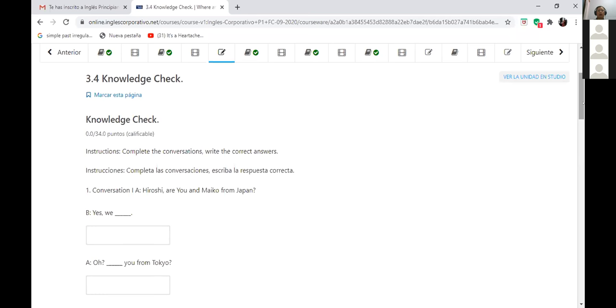Okay, just let me check the quality of my picture, because my cell phone sometimes doesn't want to work. Okay, so just wait for me.